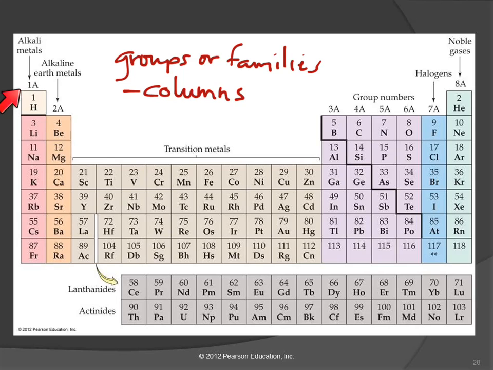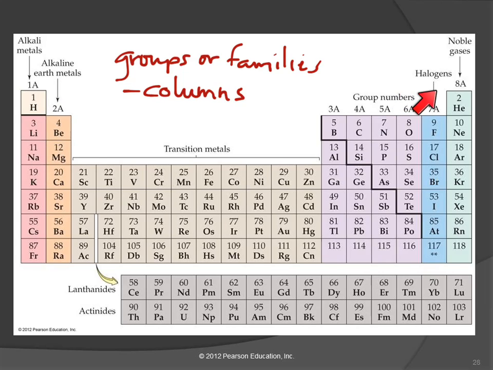So these have numbers. This is group 1A. The group 1A, those are called the alkali metals. Well, is hydrogen an alkali metal? It's not a metal. He's just sitting there being ornery. But these are the alkali metals. Group 2A, these are the alkaline earth metals. So they have a special name.